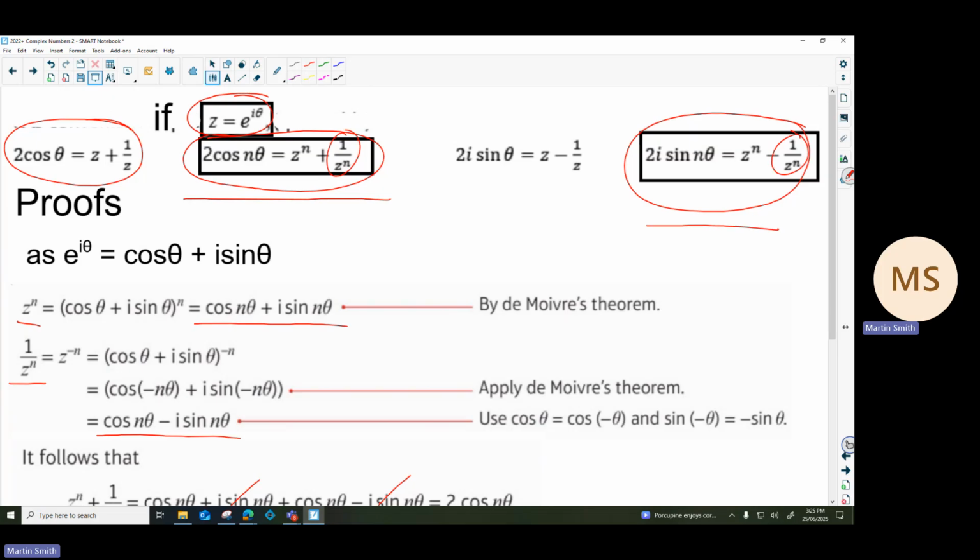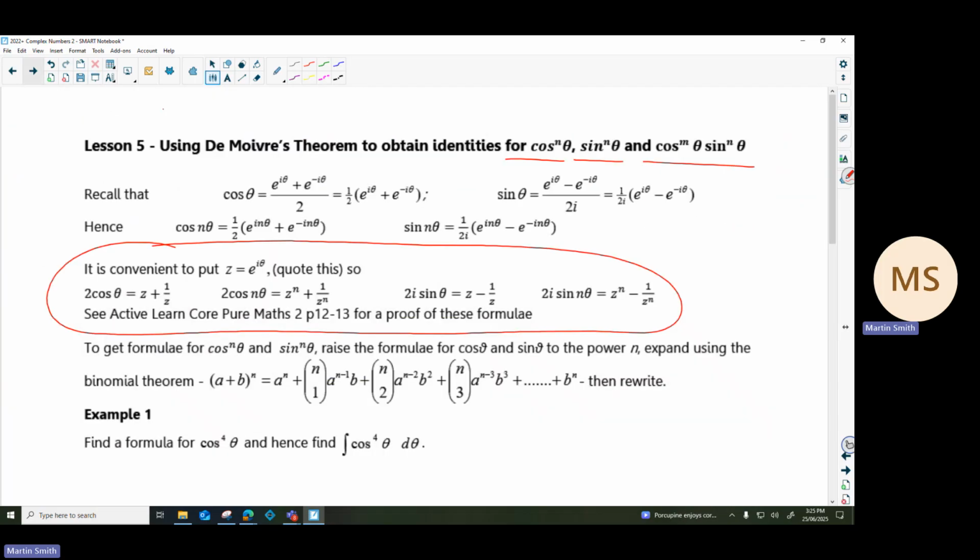If you take this one and replace n with 1, you get 2i sine theta plus z minus 1 over z. Okay, so the stuff here which I've put a circle around in the background theory is going to be the background for how I can derive identities for cos n theta, sine n theta, or some product of the two of them. It feels a little bit like how we prove the identities for cos n theta, sine n theta, but we do it in a different way, ladies and gentlemen, boys and girls.